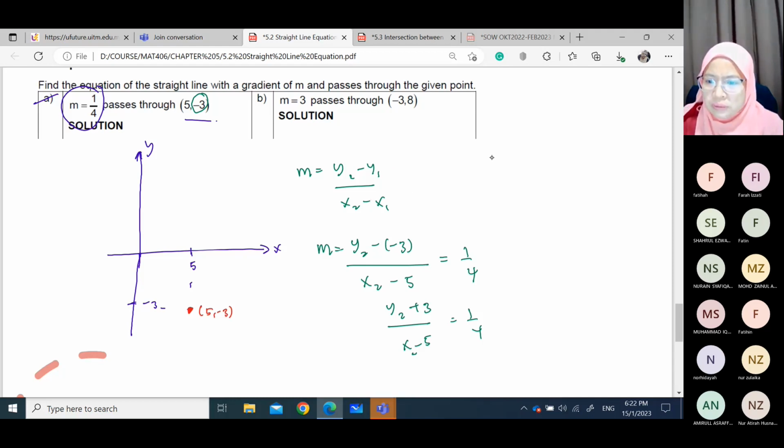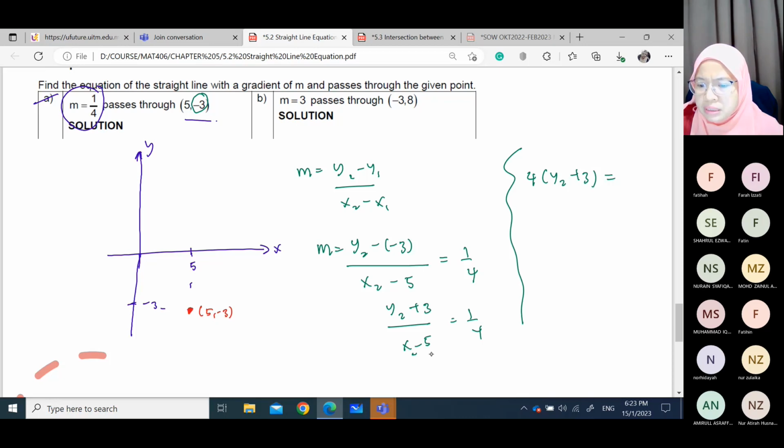Alright, so untuk ni 1/4. Okay, so next. 4 ni kita buat sebelah, then we have 4 times y2 plus 3 is equivalent with x2 minus 5 times 1. So yang ni kita buat ke sebelah lah. Okay, kita nak jadikan dia dalam equation of the line. So here we have 4y2 plus 12 equivalent with x2 minus 5.